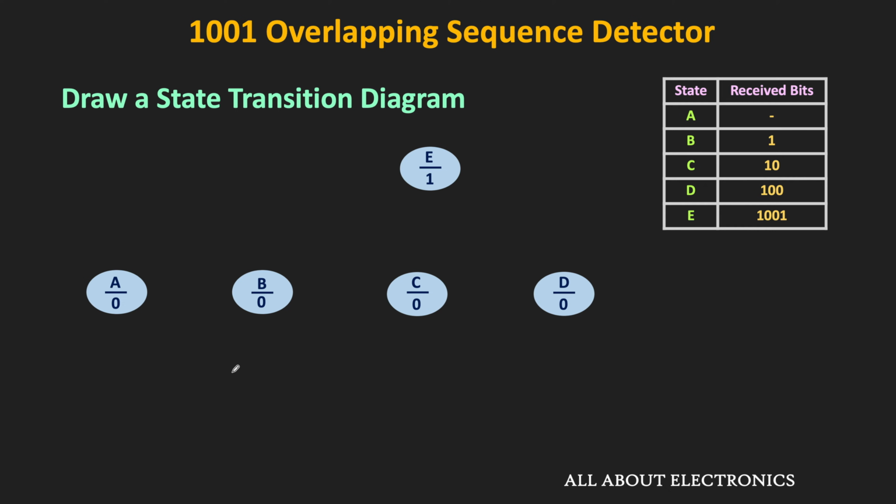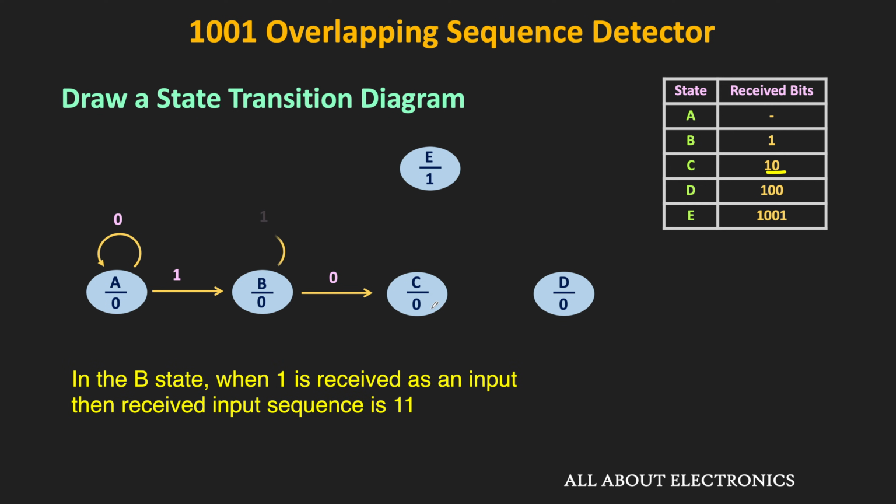So in the A state, when 0 is received as an input, it will remain in the same state. But on the other hand, when 1 is received, it means that it has received the first bit of the sequence correctly, and therefore it will go to the B state. Now in the B state, when 0 is received as an input, it means that the machine has received the 2 bits in the sequence correctly, and therefore it will go to the C state. But on the other hand, if it receives 1, then it will remain in the same state.